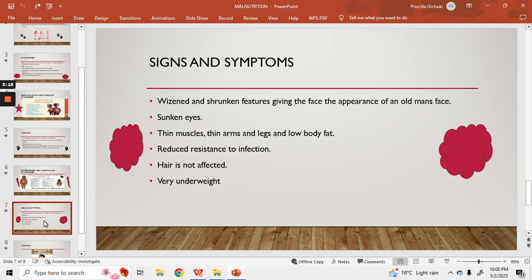Signs and symptoms of marasmus: wizened and shrunken features giving the face the appearance of an old man's face, sunken eyes, thin muscles, thin arms and legs, and low body fat, reduced resistance to infection, hair is not affected, very underweight.